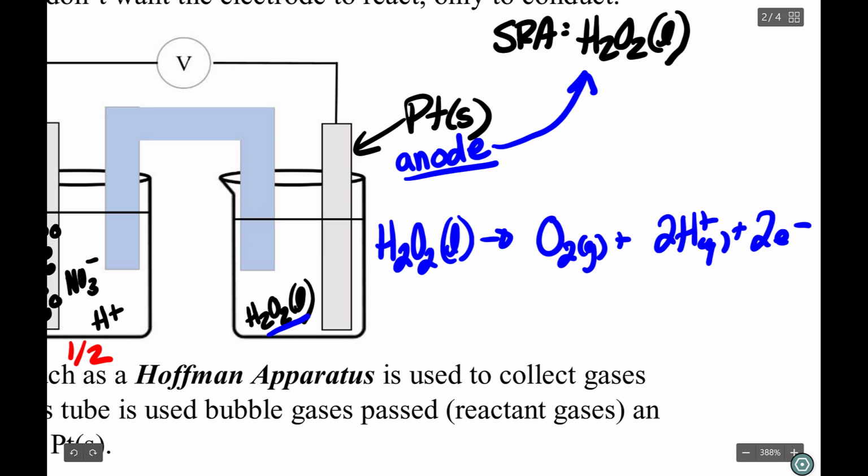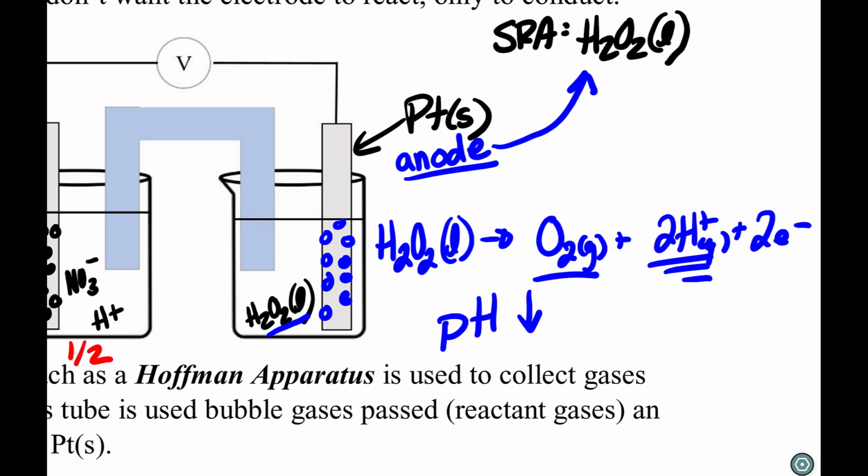So again, I'm seeing bubbles form. These bubbles are oxygen bubbles because I'm producing oxygen, but I would also have a pH decrease because I'm forming hydrogen ions, which are acidic. Again, the platinum on both sides are acting as electrodes, but they're not participating in the reaction other than acting as a surface for electrons to be transferred.